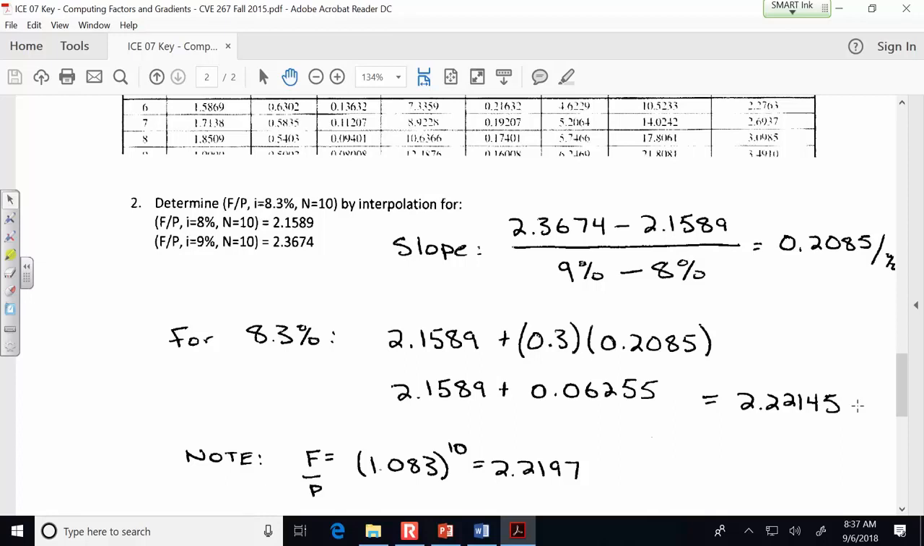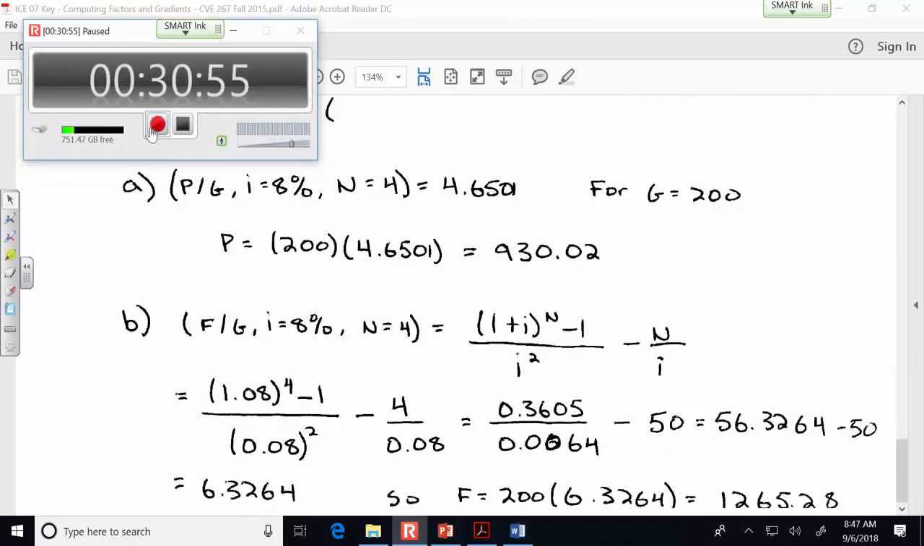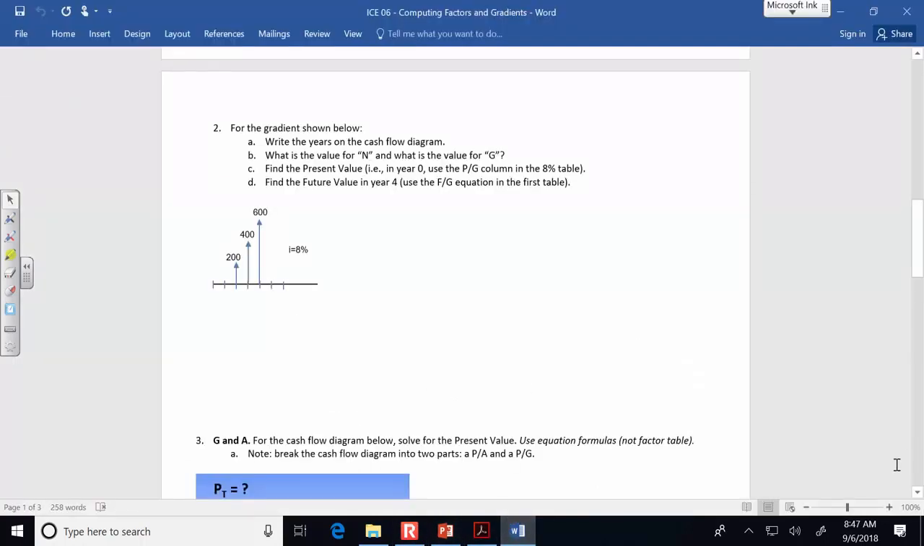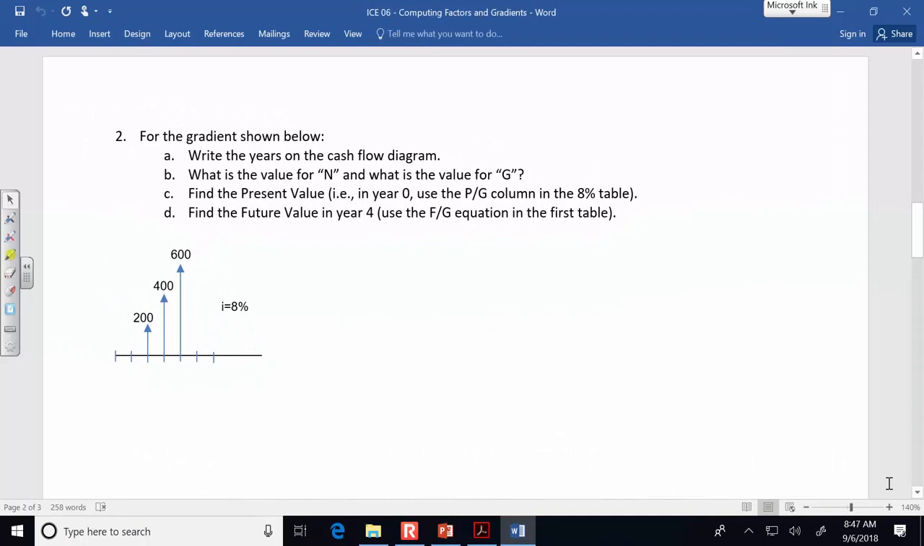I'll give you a moment to copy that down or finish your calculations if you're still working on it. Okay, let's see if everybody's on the same track for this problem too.